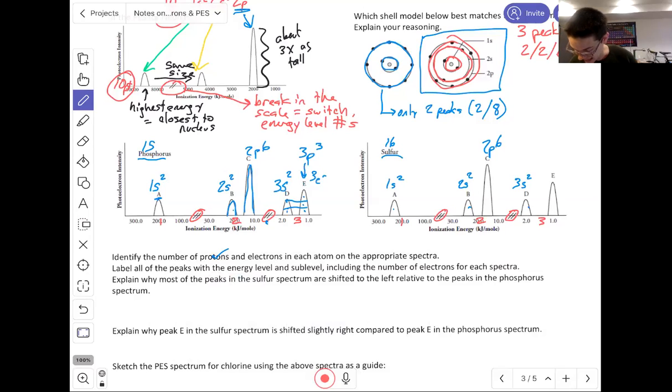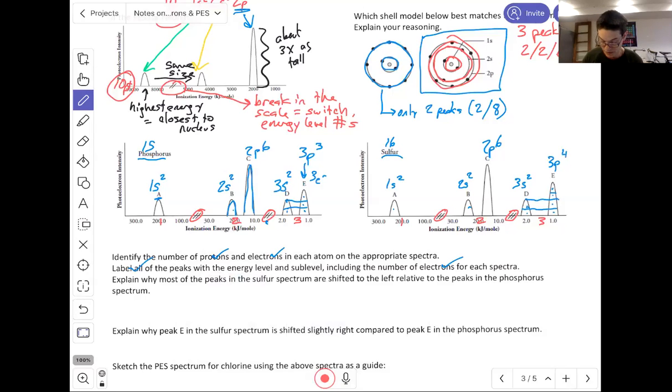But if I look at sulfur, that's where this one hits. And if I kind of cut that in half, I'm like, all right, so that's 1, 2. This would be 1, 2. That's more than 3. It would be like 3, 4. Okay, so you just kind of eyeball it that way. And 3p4. Okay, so we've got our protons, our electrons. We've labeled all of the peaks with the electrons for everything.